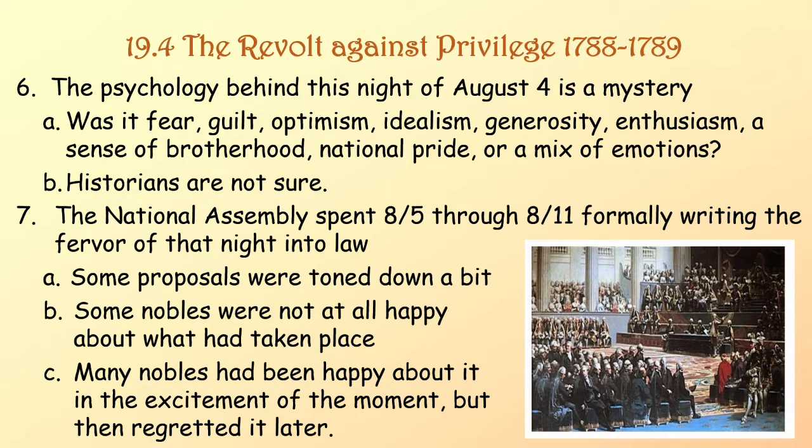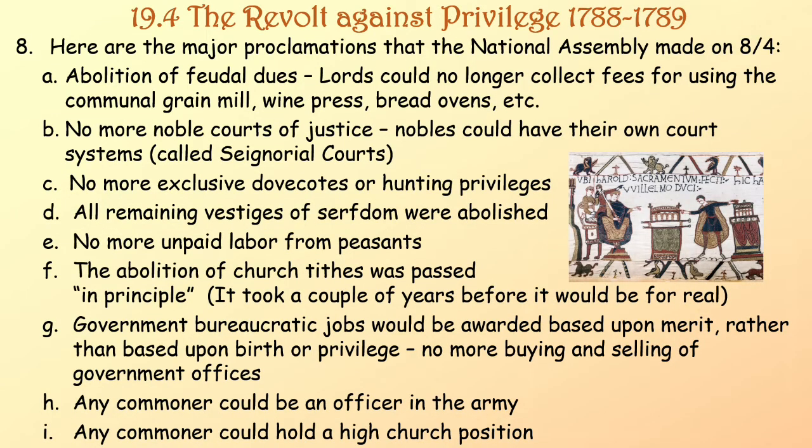Some nobles were not at all happy about what had taken place. Many nobles had been happy about it in the excitement of the moment, but then regretted it later. Here are the major proclamations that the National Assembly made on August 4th. Number 1, abolition of feudal dues. Lords could no longer collect fees for using the communal grain mill, the wine press, the bread ovens, etc. All the things that peasants had to use that the lords owned.